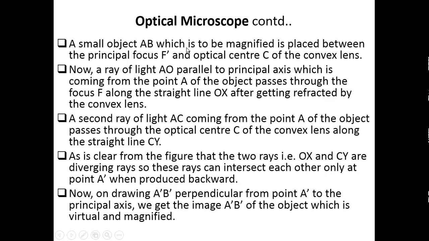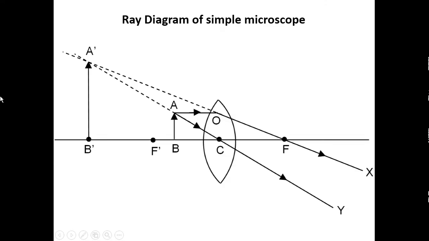Okay, now we will see how this is actually happening. A small object AB which is to be magnified is placed between the principal focus F and the optical center of the convex lens. Now a ray of light AO, parallel to the principal axis, coming from the point A of the object, passes through the focus F along the straight line OX after being refracted by the convex lens. I told you how this virtual image is produced, or created, by viewing from this side, isn't it? That we have seen now.